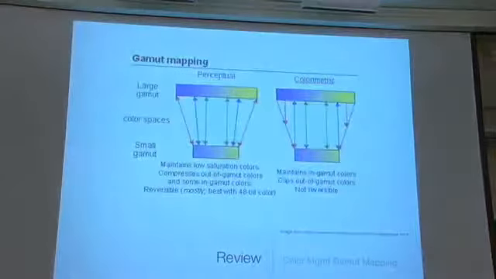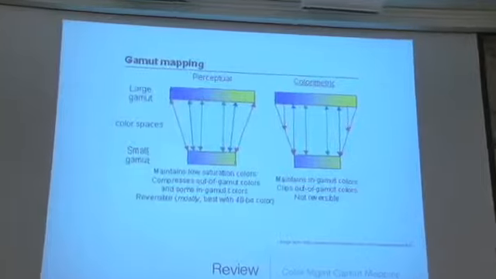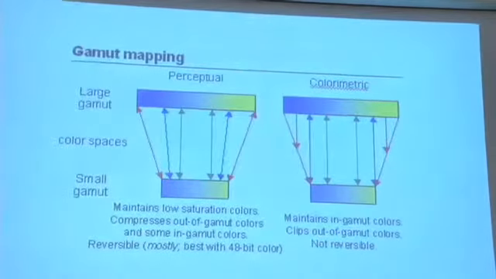And so now that we have multiple color spaces, we need a way of being able to convert between them. And so two of the major ways are perceptual gamut mappings and colorimetric gamut mappings. And so for us as photographers, the one that we would typically use is perceptual.